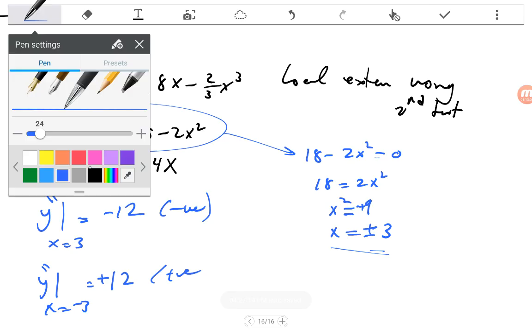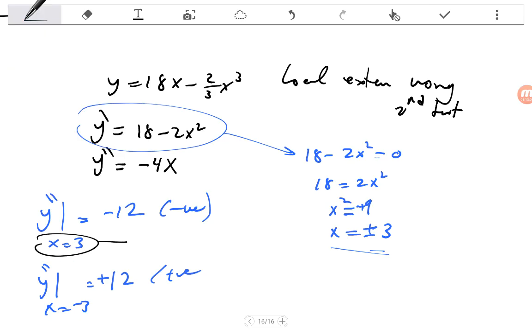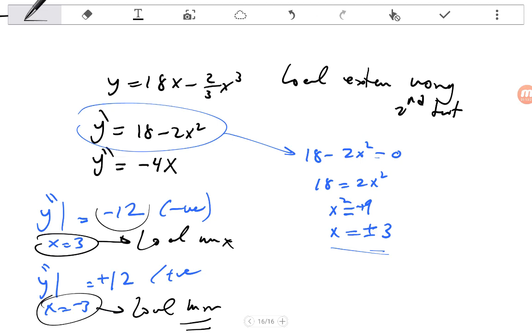So that means that at x equal 3, the second derivative is negative, so that is looking down, and it is a local maximum. And for this other point, the second derivative is positive, looking up, so this is a local minimum. Okay, just from the second derivative, we have determined the local maximum and the local minimum.